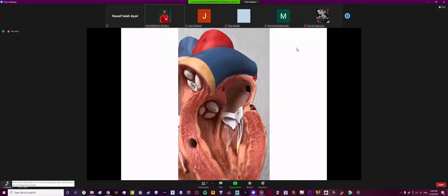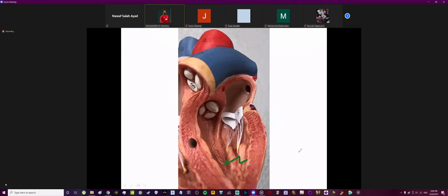The same here. This is the left ventricle. These are the anterior and posterior papillary muscles. This is the pulmonary trunk and its cusps. This is the cusps of the aorta from the left ventricle. This is the left atrium, connected to the left ventricle through the mitral valve.